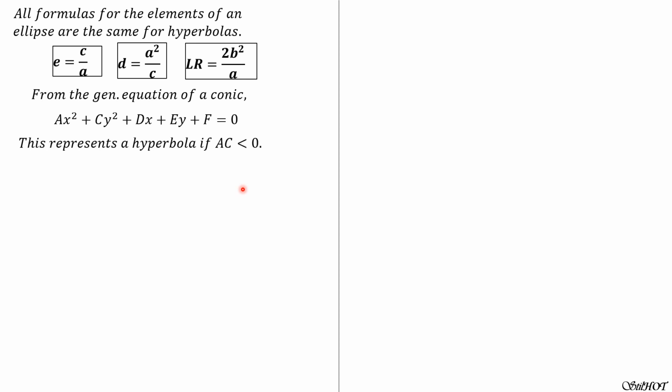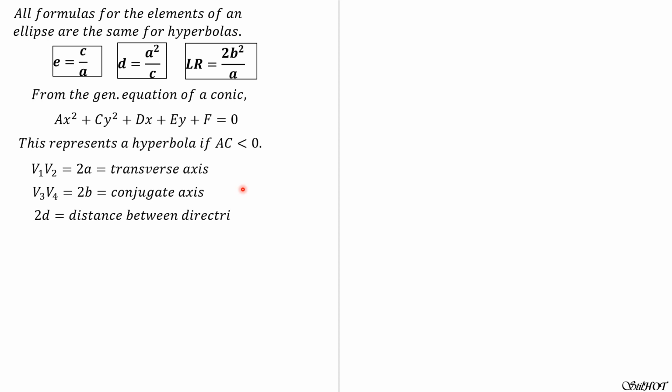Just like for ellipses, the names are now different. The line segment V1V2 is 2a, and it's called the transverse axis. D3D4 is equal to 2b, and it's called the conjugate axis. 2d is the distance between directrices, and 2c is the distance between foci.